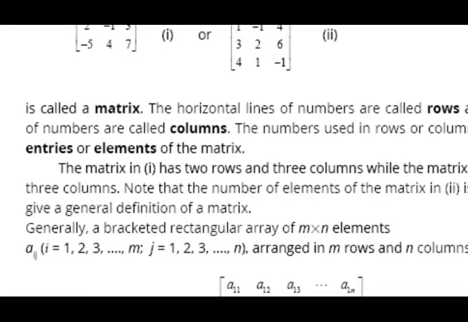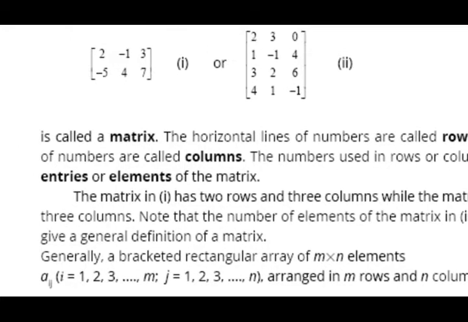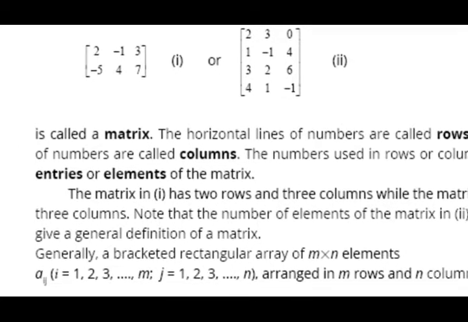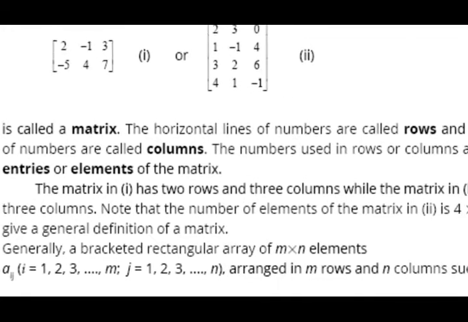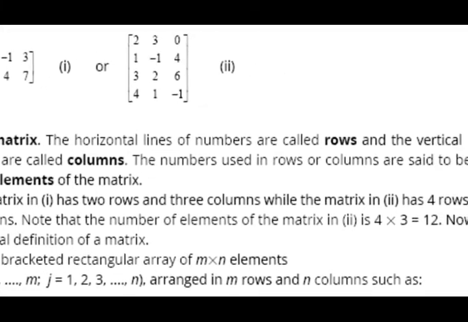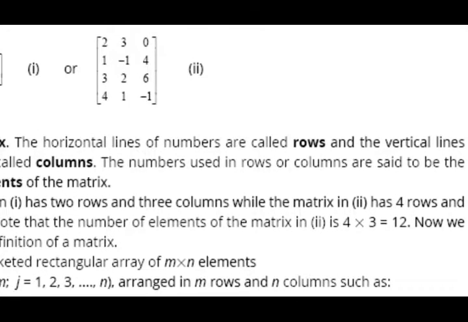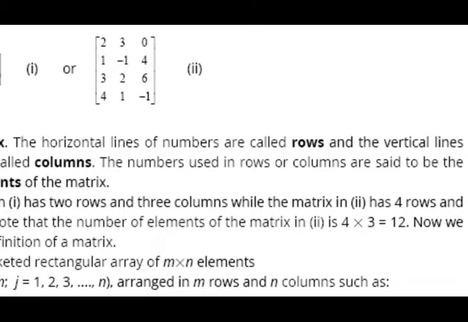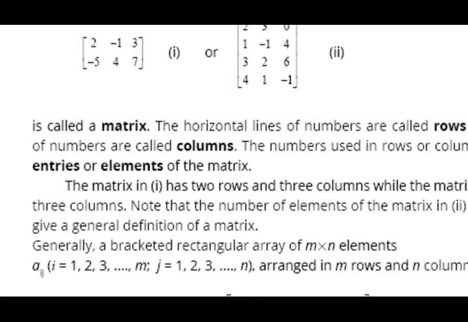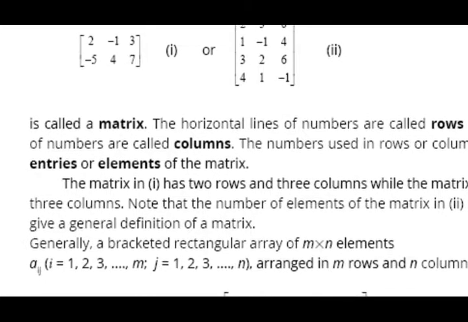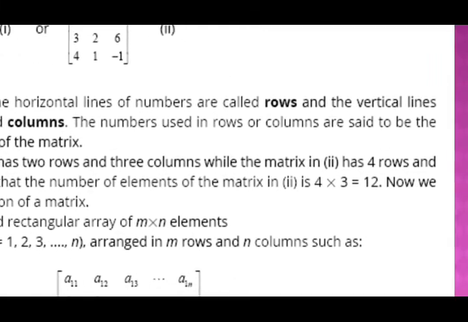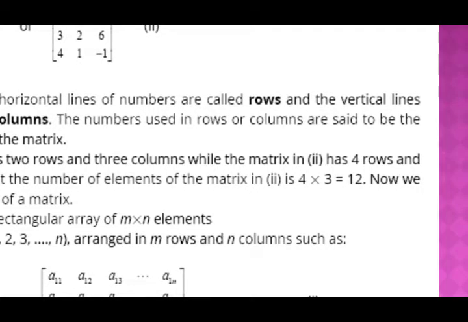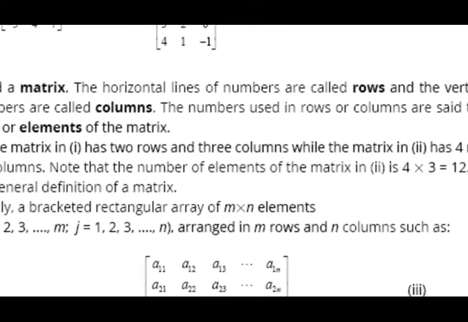The matrix in 1 has 2 rows and 3 columns, while the matrix in the second example has 4 rows, horizontal lines, and 3 columns, vertical lines. The number of elements of the matrix is 12. 4 multiplied by 3, total elements become 12.